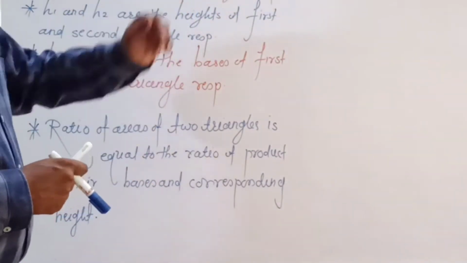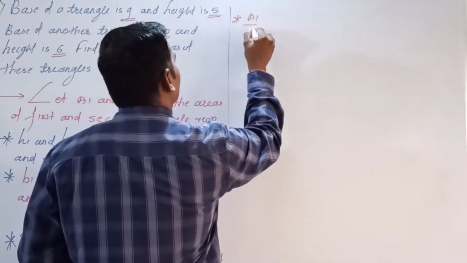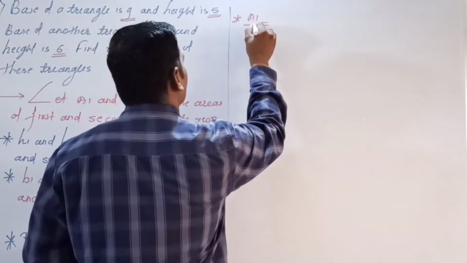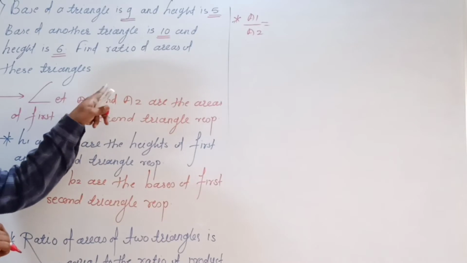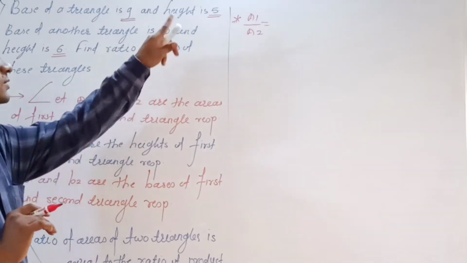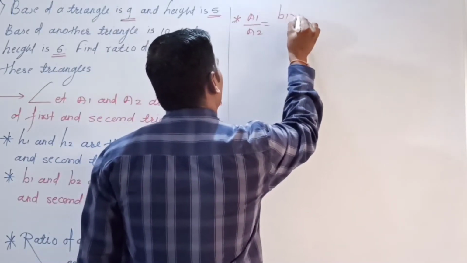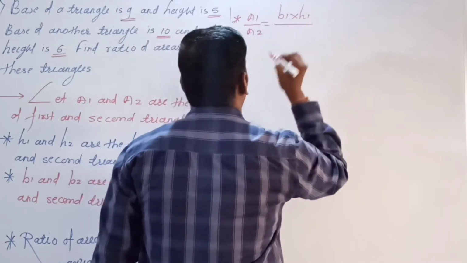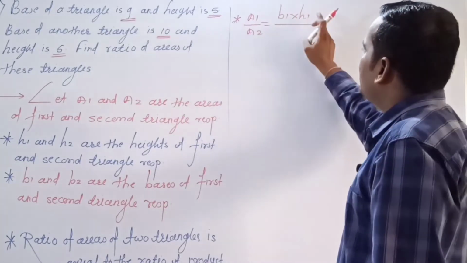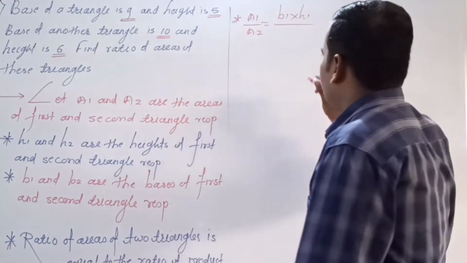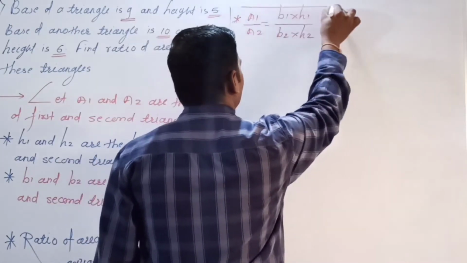So let's use this property in this example. A1 upon A2 is the ratio of areas of both given triangles, because A1 is the area of the first triangle and A2 is the area of the second triangle. We have to take the ratio of the product of their base and corresponding height: B1 into H1, where B1 is the base of the first triangle and H1 is the height of the first triangle, upon B2 into H2. This is the formula.